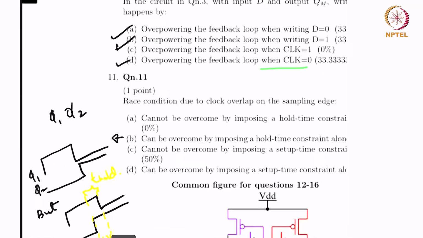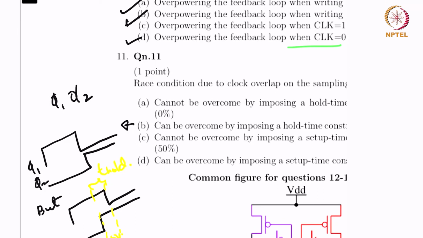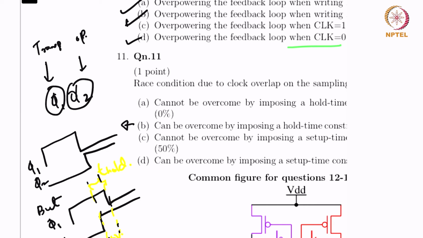Okay. Question 11. Race condition due to clock overlap on the sampling edge can be overcome by imposing a hold time constraint alone. So yes, that is definitely true, because race condition occurs in a latch-based system where there are phi 1 and phi 2, and let's say phi 1 and phi 2 have an amount of T overlap. So, what does T overlap mean? All that it means is when latch one... So, how does a flip flop work? When let's say latch one is transparent, latch two is opaque. This is the first phase, right?